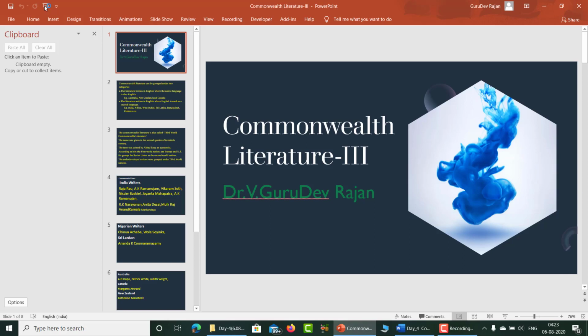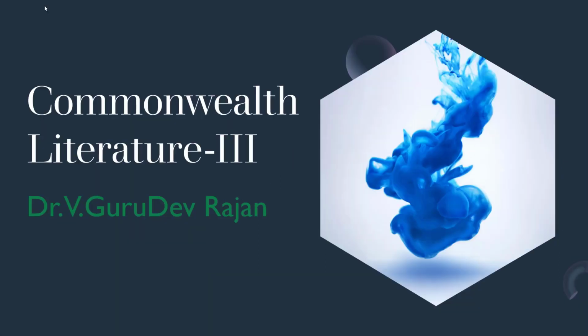Today, we are going to conclude our introduction to Commonwealth literature. So far, we have seen what Commonwealth nations are and what Commonwealth literature is. As a recap, Commonwealth nations are those nations which were once the colonies of the British Empire and were later given freedom.